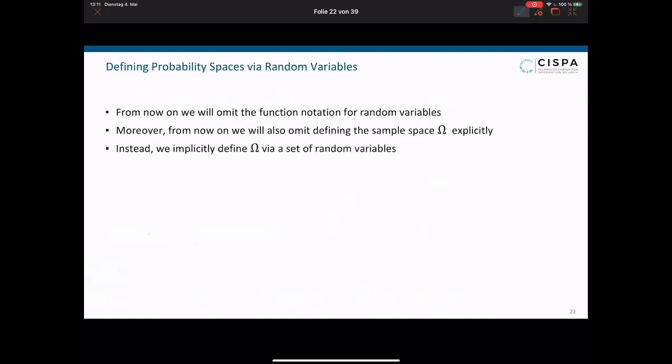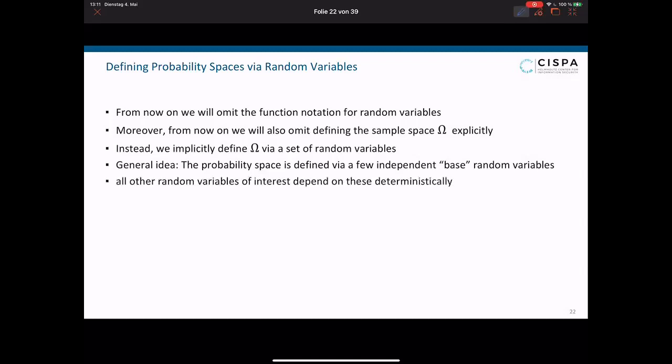Okay, so from now on, let's forget about the sample space. The general idea is that the probability space will again be implicitly defined via a few independent base random variables. We're going to specify some random variables, and all other random variables that show up in our experiments and systems will mostly be functions of these base random variables. In that sense, all other random variables of interest depend on these deterministically.